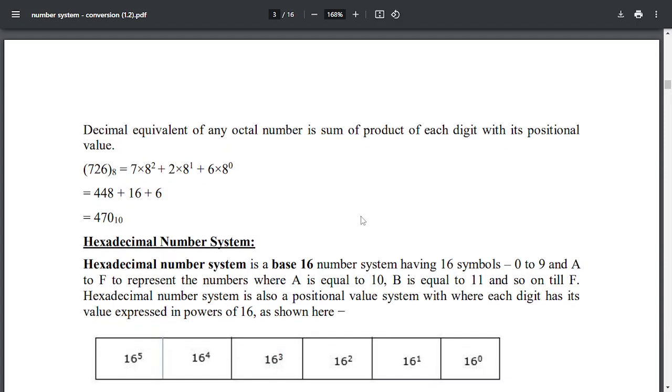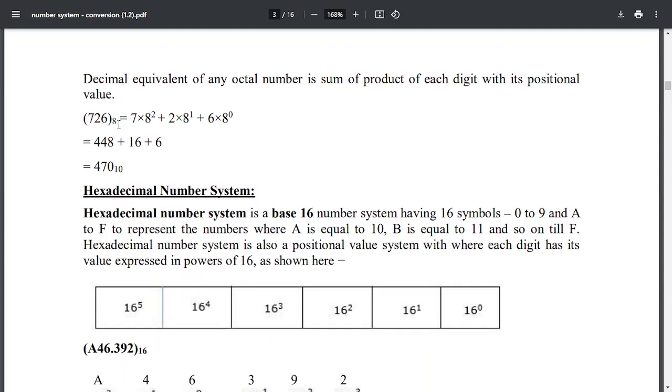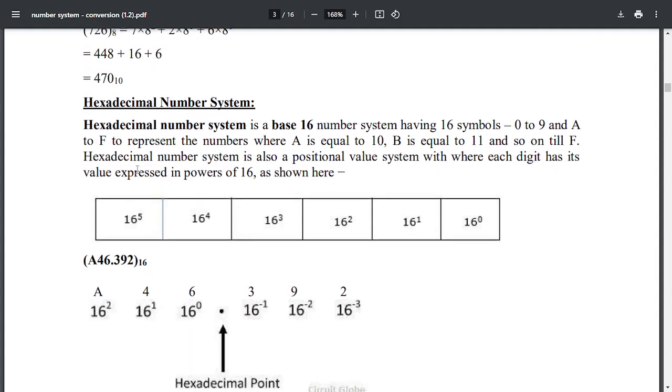Next, in the same way, if an octal number is given, we should multiply the given number with its positional values to get the decimal value. If 726 is given, multiplying with its positional values, we get 470 as the decimal value.